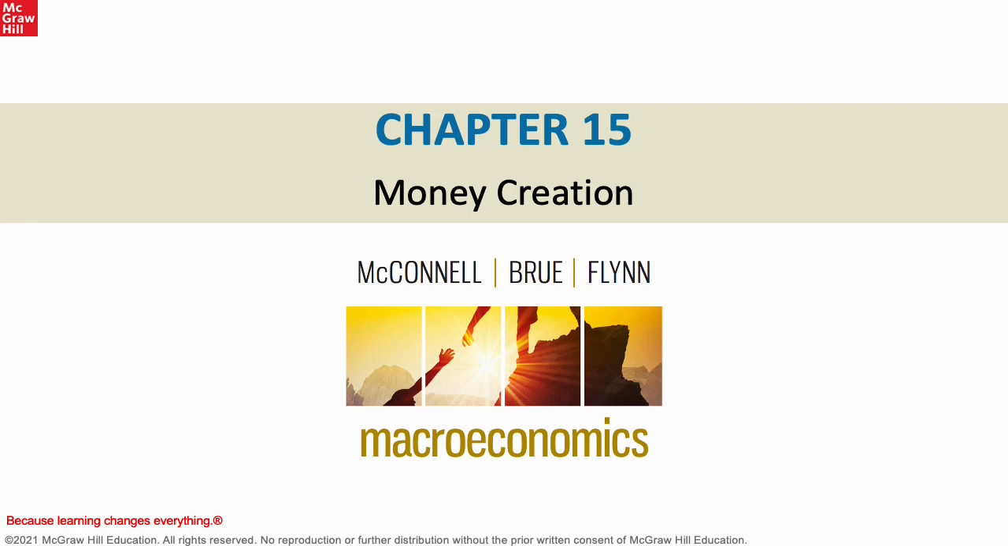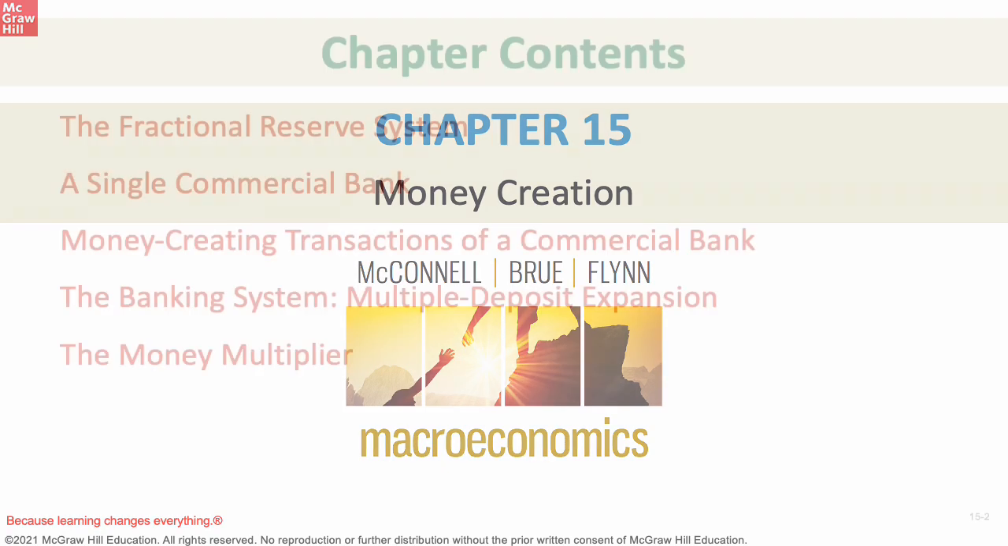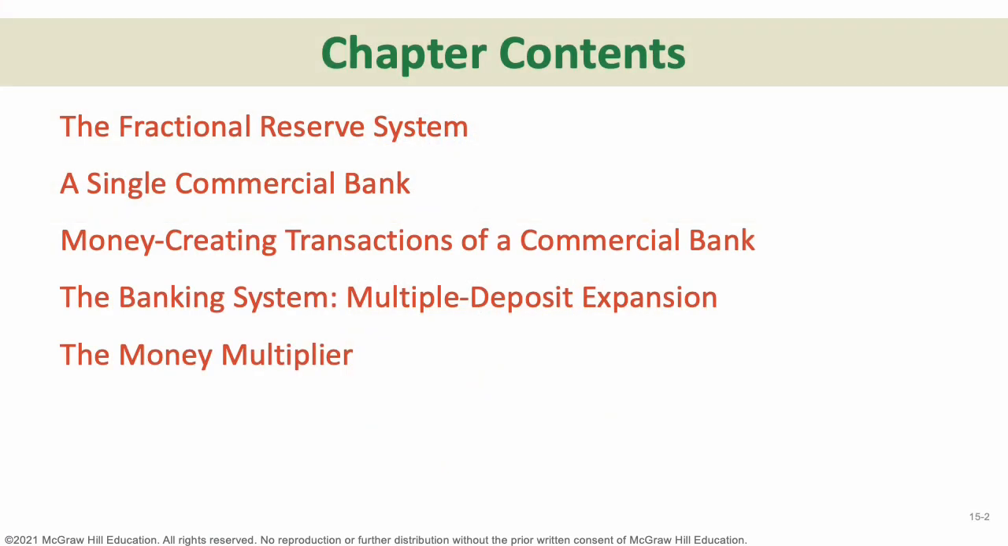We're going to look at how banks create money and also how our Federal Reserve System works in relation to our banks. So we're going to look at what is known as fractional reserves, go through how a single commercial bank operates, how a bank creates money in an economy, what we mean by multiple deposit expansion, and finally end on the money multiplier, which is similar to the multiplier we have seen in previous chapters.